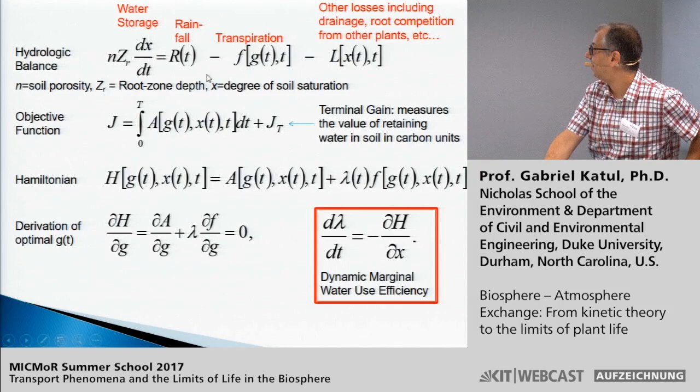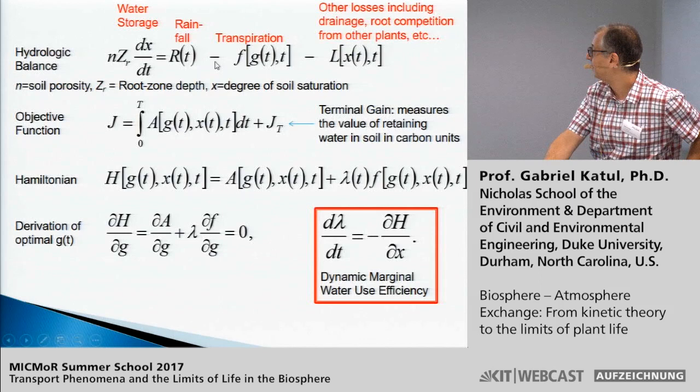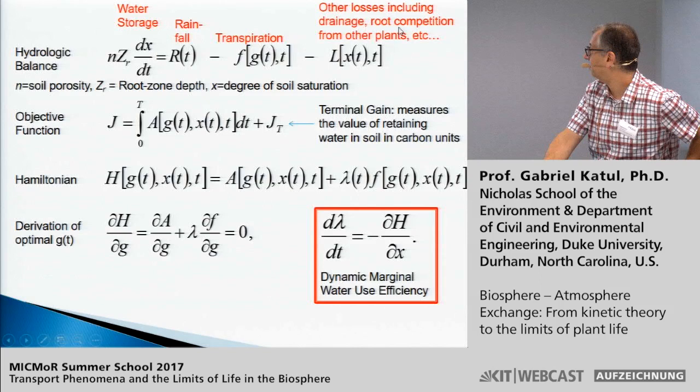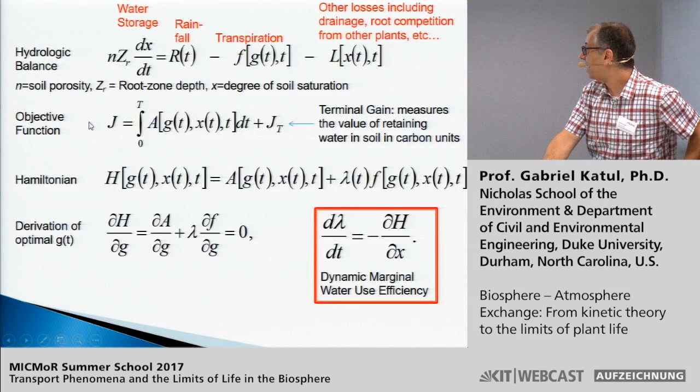So he wrote a hydrologic balance that said the rate of change of stored water in the rooting zone is rainfall minus transpiration minus other losses. And these other losses could be anything. Could be drainage, it could be competition with another rooting system, whatever you like. The objective function does not change. You are still interested in maximization of photosynthesis over a certain time period T.